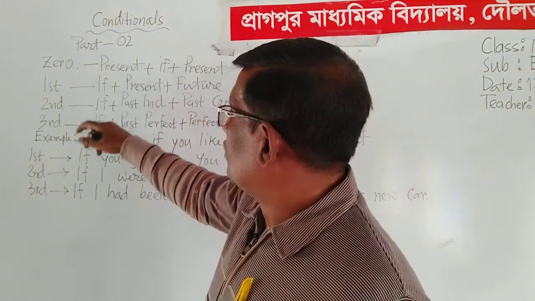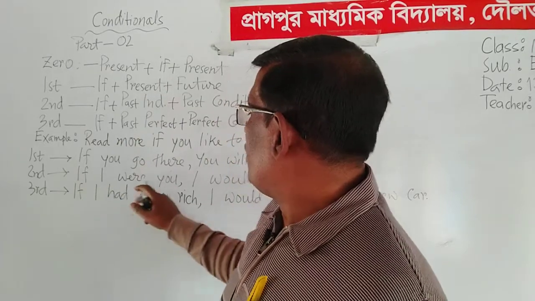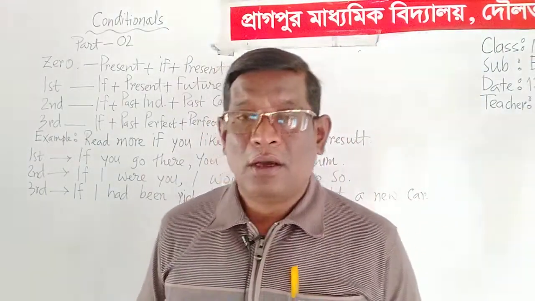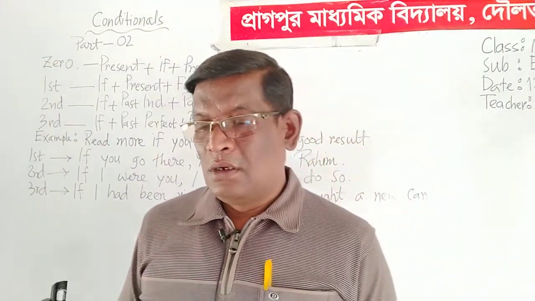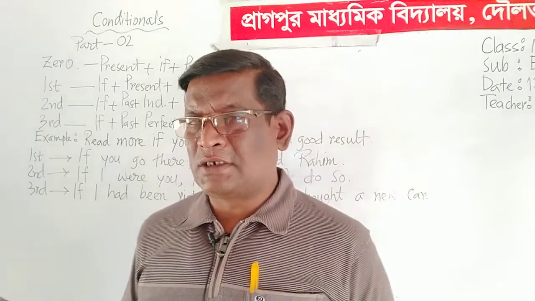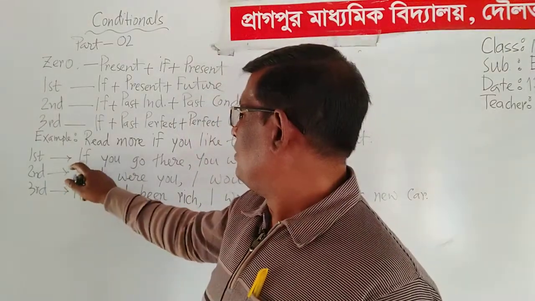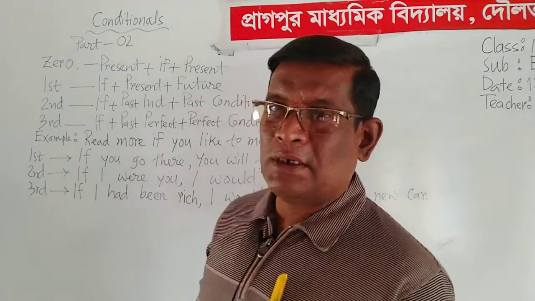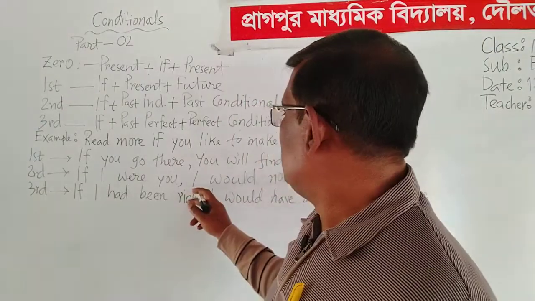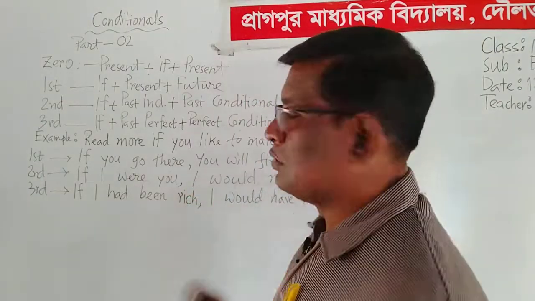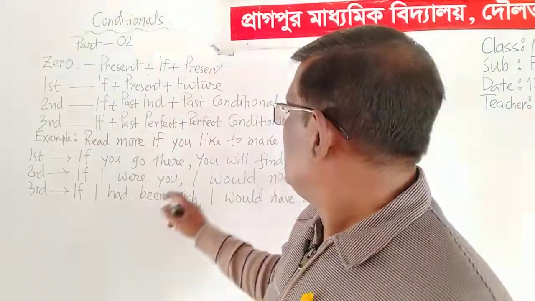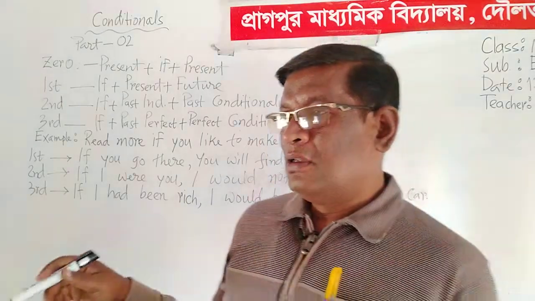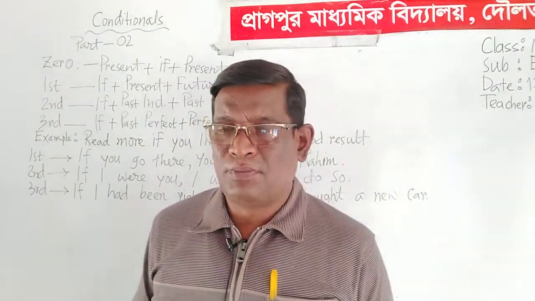Now we are going to give an example here. If I were you, I would not do so. Now analyze the sentence structure. Firstly, there is if. Secondly, there is I were you. It is in the past form. And the next clause is I would not do so. What is it? It's called past conditional. Now there will be a question for you: what about the past conditional?